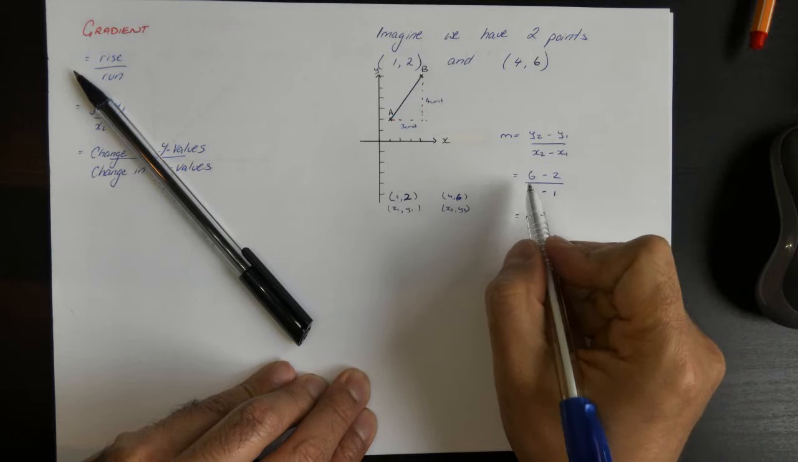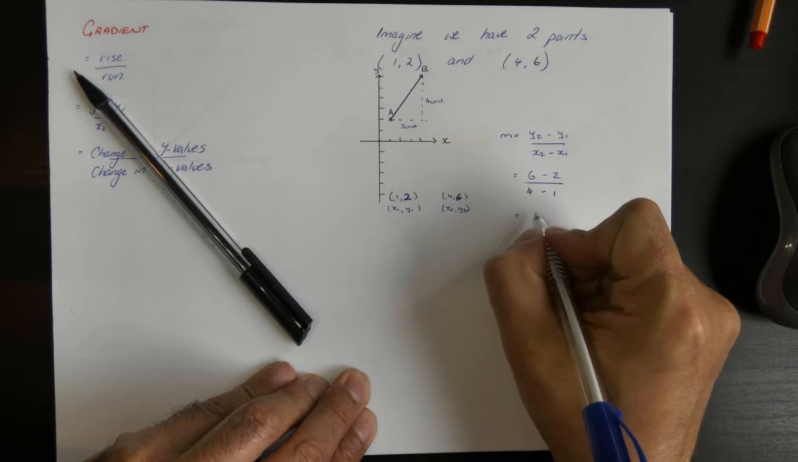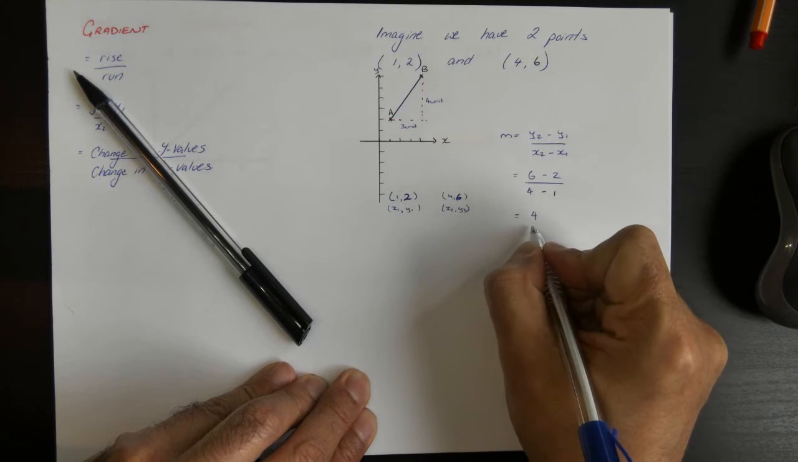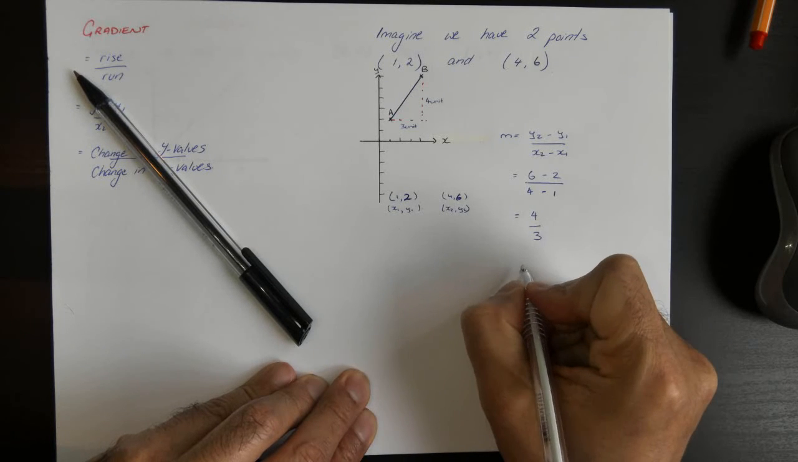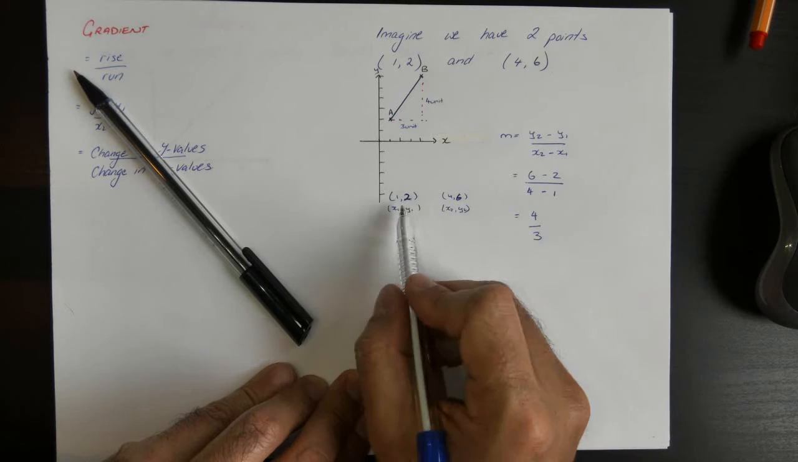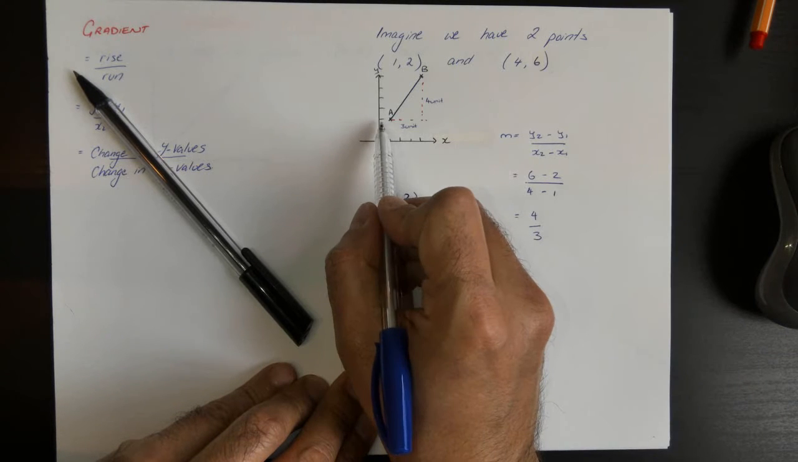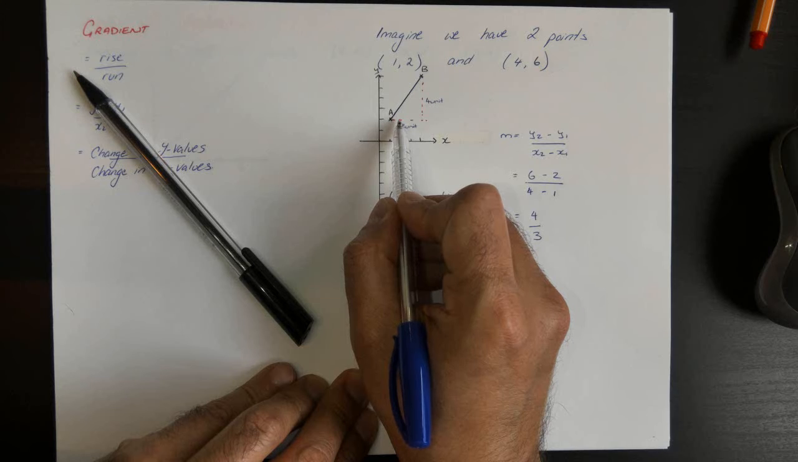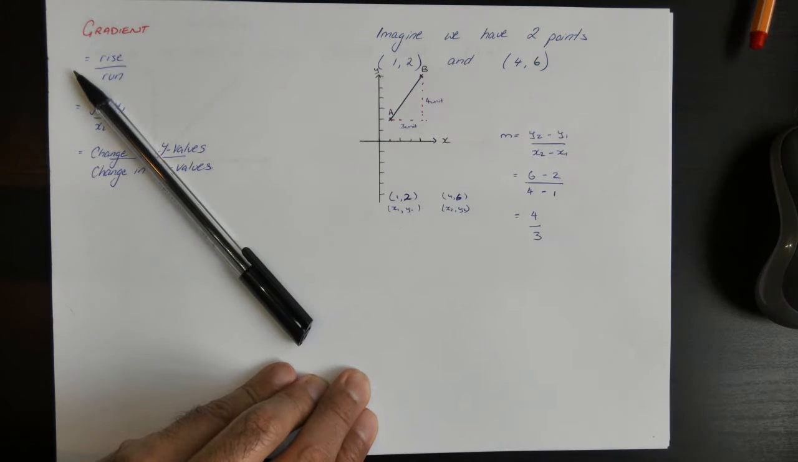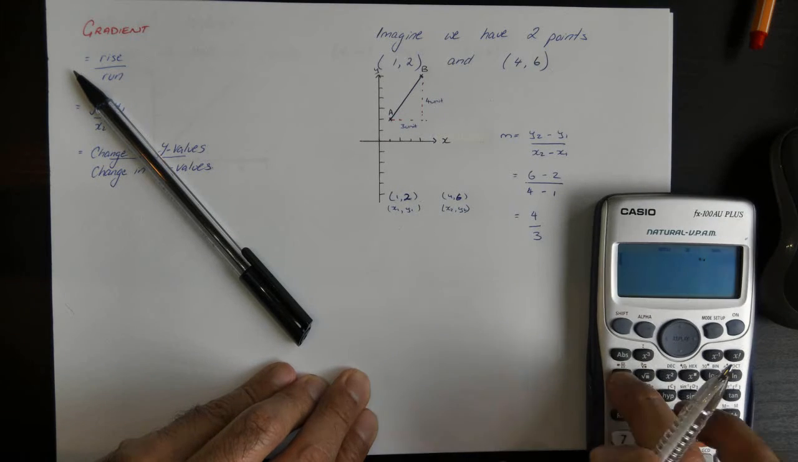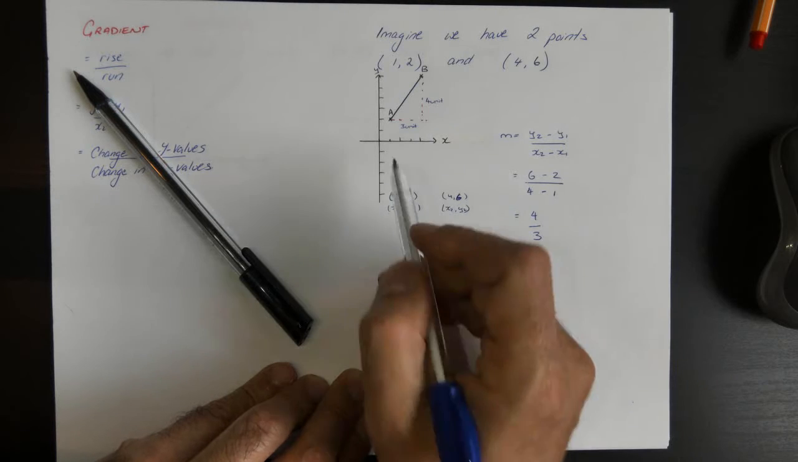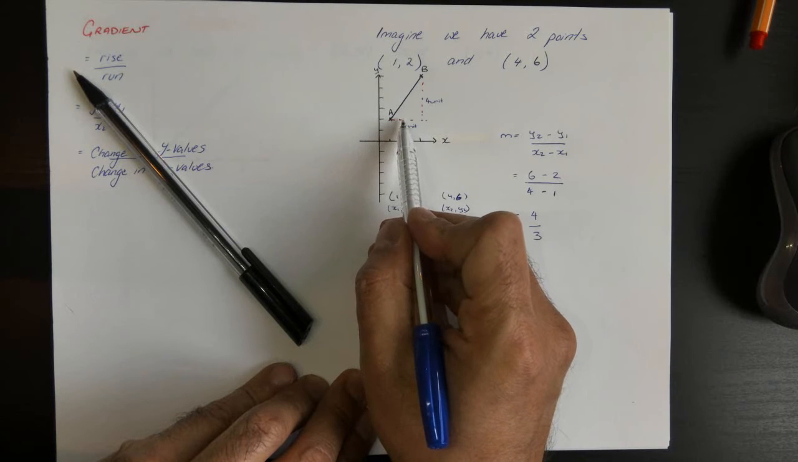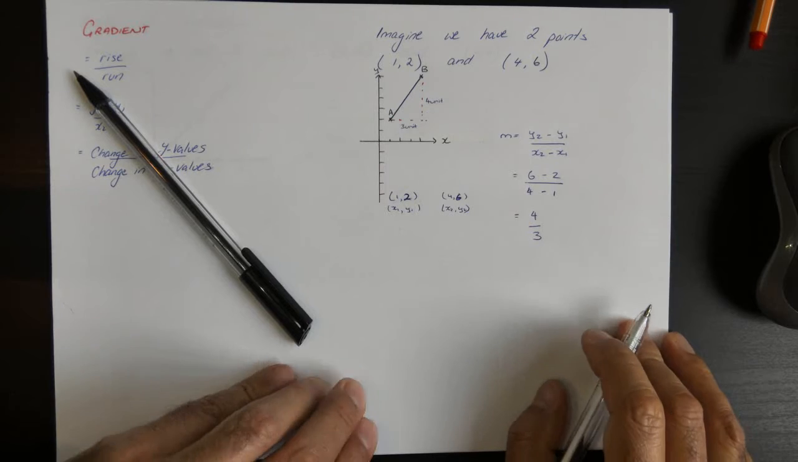Okay, so 6 take away 2 is 4, 4 take away 1 is 3, so we have a gradient of 4/3, or about 1.33. So for every 1 unit across, I go up 1.33 units. And just double check: 6 take away 2, 4 take away 1, yeah, 4/3. So for every 1 unit across, I go up 1.33 units.